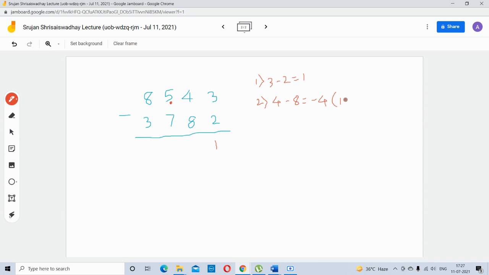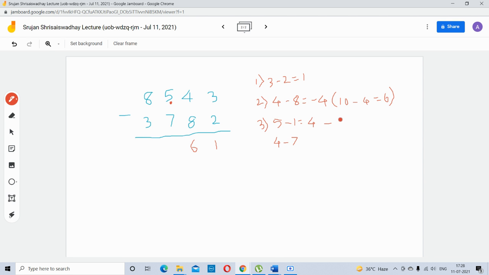So this should be 10 minus 4. That is the complement. You will get the difference of this one. You simply write it over here as a 6. Now the third step, you have to reduce the number 5 by 1, so that becomes a 4. Now next step is 4 minus 7 you will be taking.